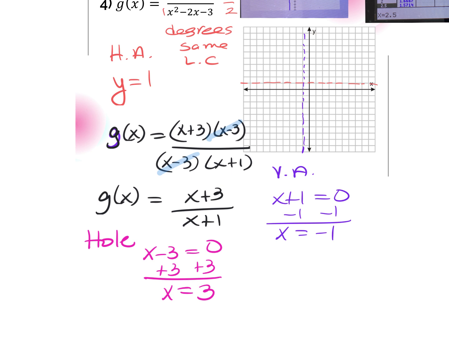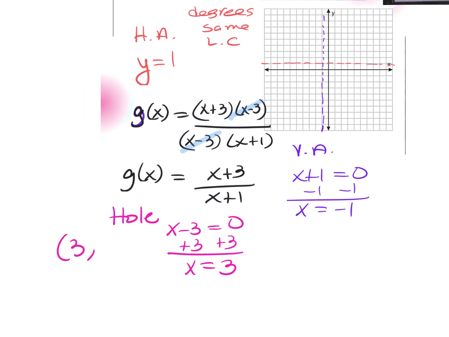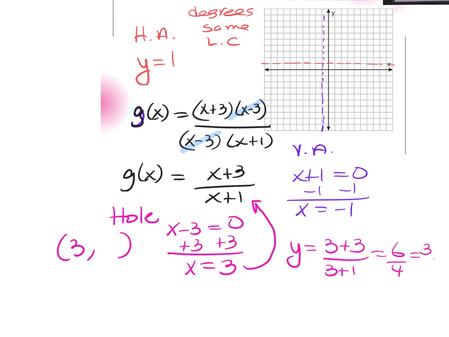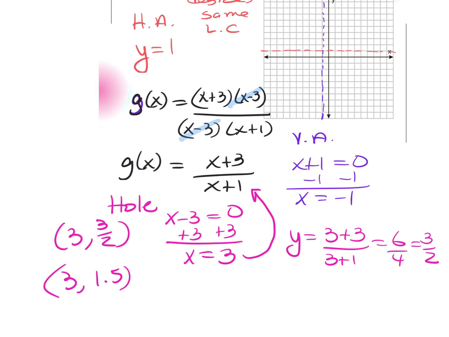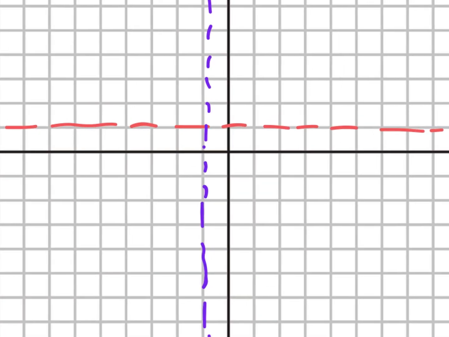Remember, the hole is an ordered pair. So far I've got the x of my ordered pair for the hole. I now need to take this x value, plug it into the function to get the y of the hole. So this gives me 6 over 4, which simplifies to 3 over 2. So my hole is actually located at 3, 1.5. So let me go ahead and put that on my graph as an open circle. So it's the ordered pair 3, 1.5. So it's an open circle here. My graph is not going to be connected and going through that.